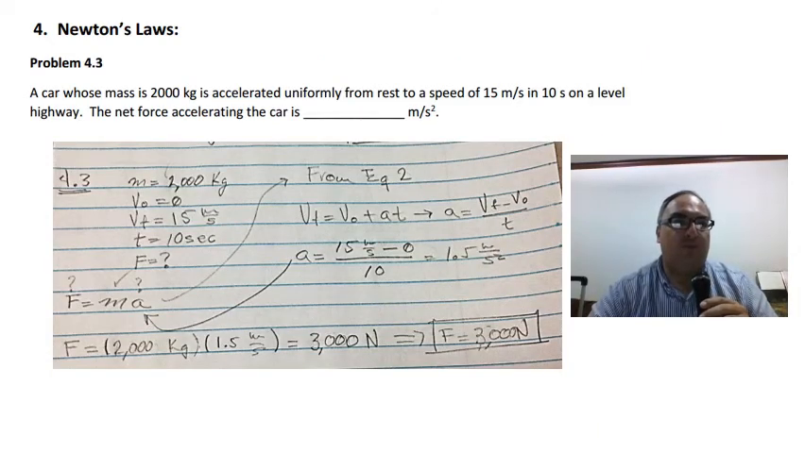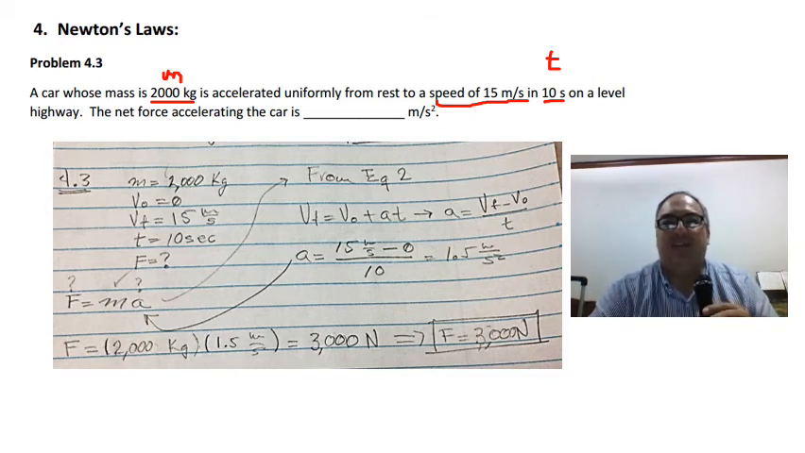Okay, problem 4.3. A car whose mass is 2,000 kilograms is accelerated uniformly from rest to a speed of 15 meters per second in 10 seconds. So we have time, and we have the mass here, and we have speed. The net force accelerating the car is, so they are asking for the force.